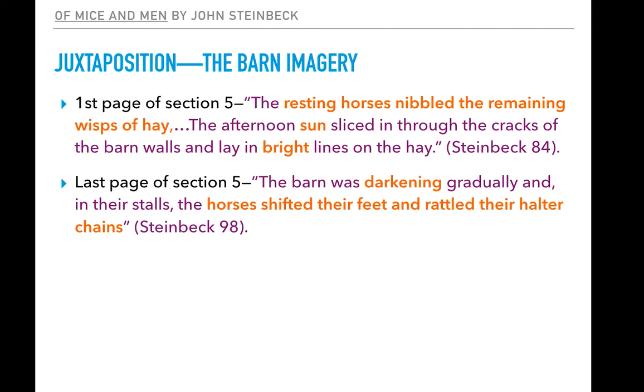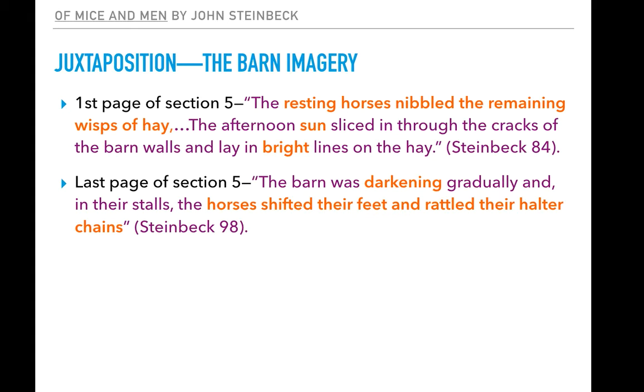Another thing that's interesting, this is from section 5, is the barn imagery. Remember, imagery is the description of what things look like, smell like, sound like, etc. On the very first page of section 5, it reads, "The resting horses nibbled the remaining wisps of hay. The afternoon sun sliced in through the cracks of the barn walls and lay in bright lines on the hay." The horses resting and nibbling wisps of hay and the sun being bright. These images make it feel like a lazy, nice day there in the barn.